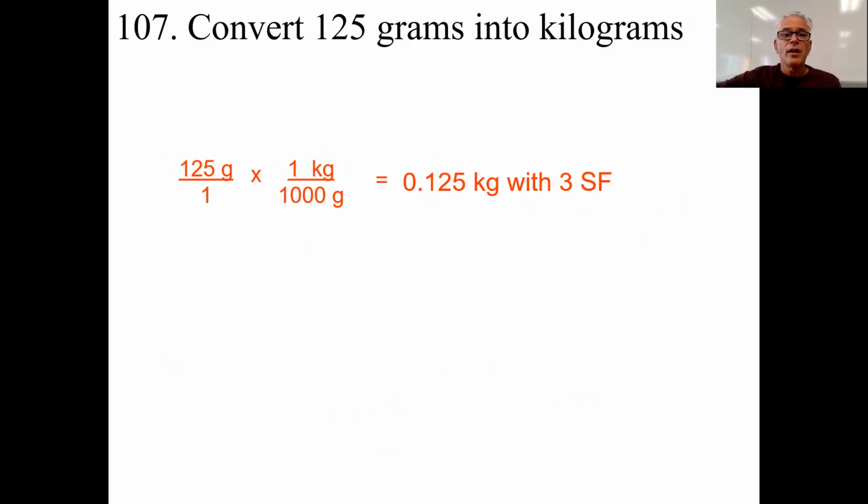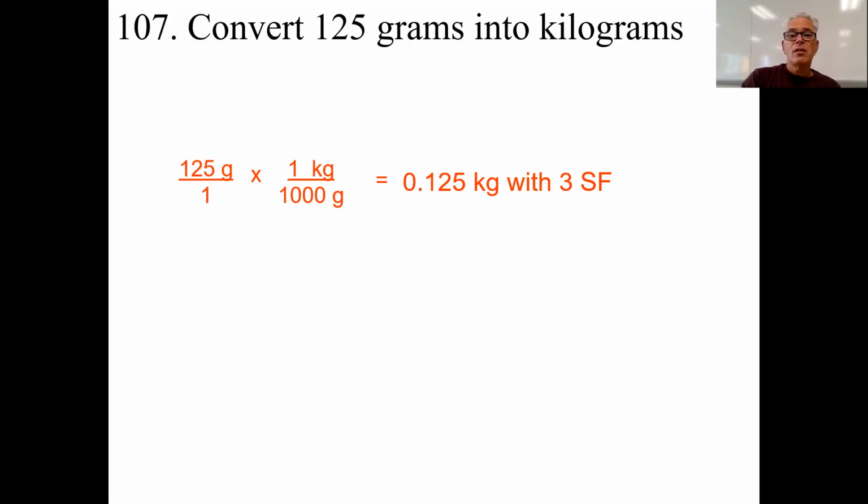This is simple conversion, one-step unit conversion from grams to kilograms. You have to know, of course, that there's 1,000 grams in a kilogram. So what are we going to do here? We're going to have 125 grams on the top, and then our conversion factor, 1 kilogram over 1,000 grams. We need the grams in the denominator of the conversion factor because the grams have to cancel. And the unit we have in the numerator, kilogram, that's the one we want.